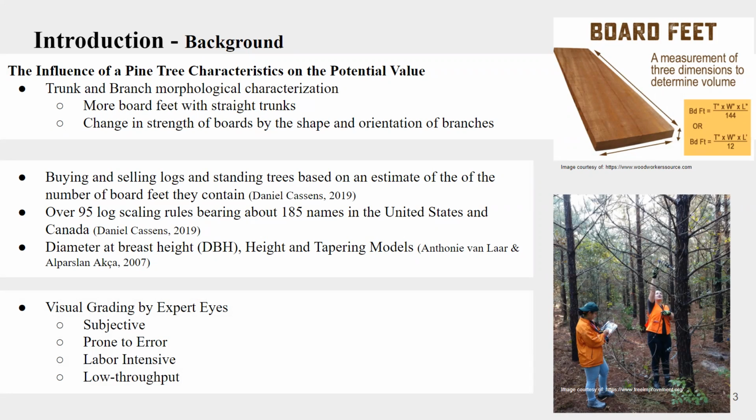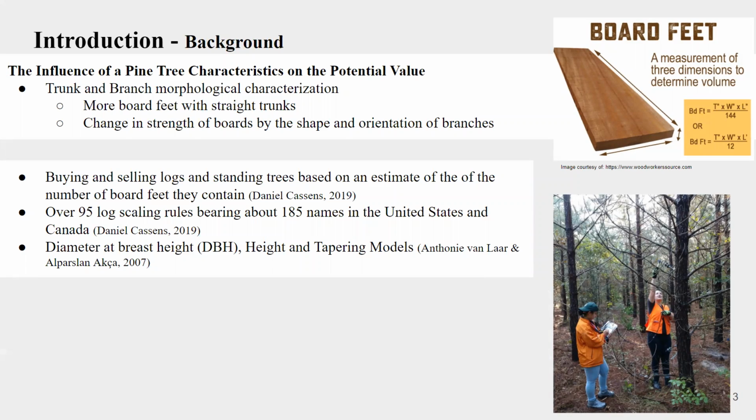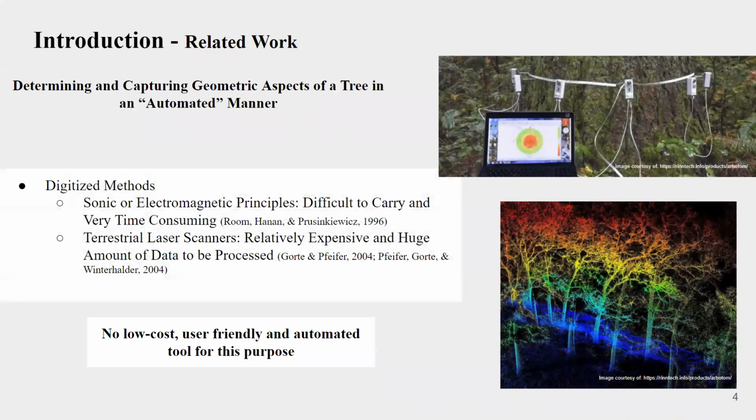The lumber industry routinely buys and sells logs and standing trees based on an estimate of the quantity of board feet they contain. Taper tables are typically constructed using DBH and height as table entries. Visual grading by expert eyes is the current standard for identifying the morphology of pine tree stems and branches, but it is inconsistent and time consuming. To solve the aforementioned problems, an automated scheme is desired.